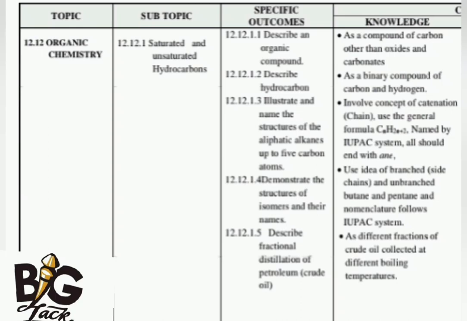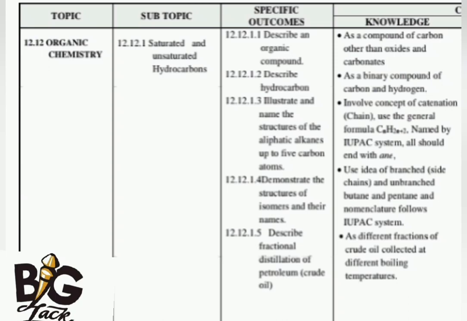compounds that have the same molecular formula but different structural formula. Apart from that one, you also need to describe fractional distillation of petroleum. So petroleum is an example of an alkane.